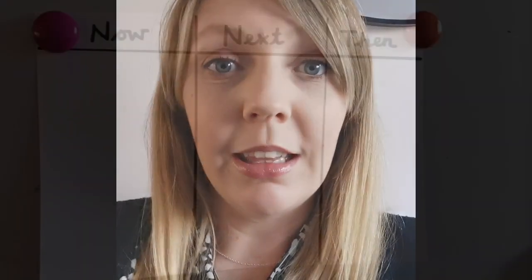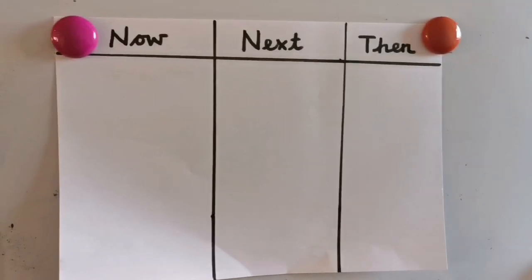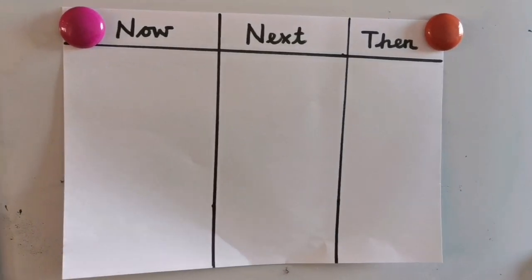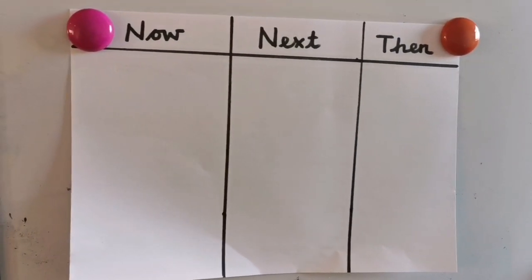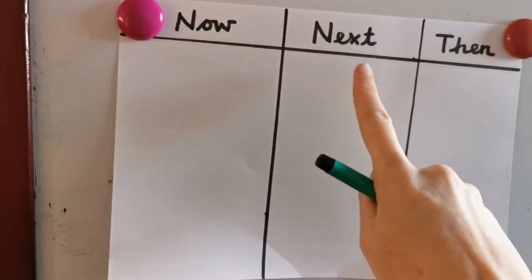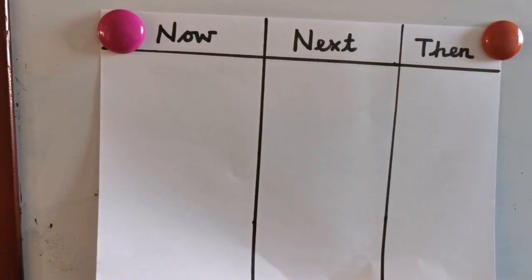Okay, well done. The next thing we're going to do is we're going to be thinking about 3 words. Now, next, and then. We use those words sometimes when we're measuring time in the day. So we think about what we're doing now, what we might be doing next, and then what we'll be doing then. So I've got this to show you. Have a little look. So I've used a piece of paper, can you see that here? I've pinned it to my board at home and I've got 3 words here, now, next and then.